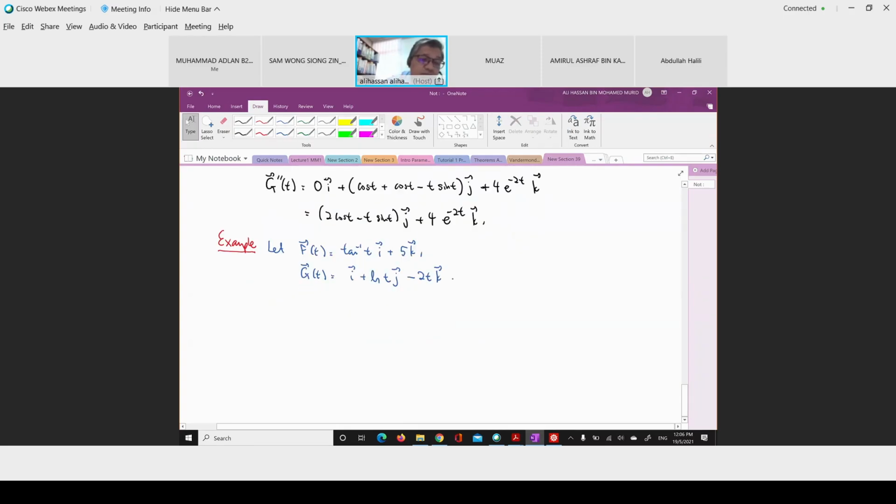We want to determine (F dot G)'(t) and (F cross G)'(t). That is, we want to determine the derivative of the dot product of F with G and the derivative of the cross product of F with G.